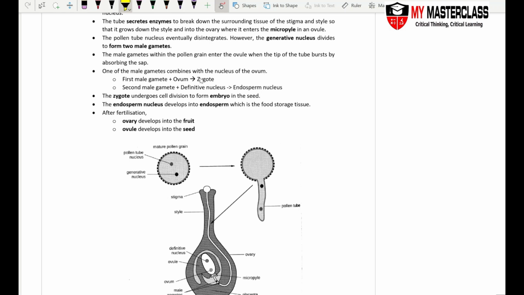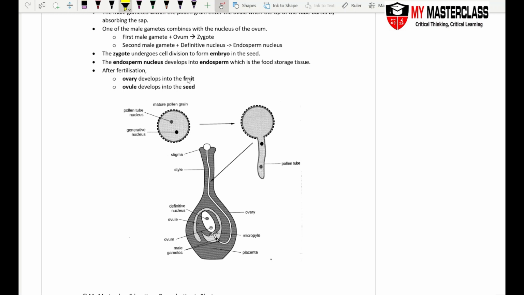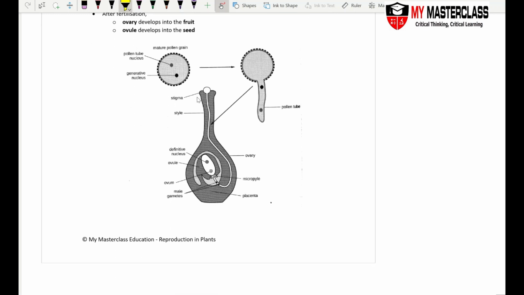So this zygote, subsequently similar to human zygote, will then form the embryo. Endosperm nucleus will then form the endosperm, which is the food storage tissue. Okay, remember the plant, after fertilization, doesn't have external sources of energy. There's no mother that is going to be so-called feeding the little seed. Okay, so what it needs is food storage. So that's where the endosperm nucleus will develop into the endosperm. So subsequently, the ovary will develop into the fruit, and last but not least, the ovule will develop into the seed, and that's when it will then have storage component and can develop into a fruit.